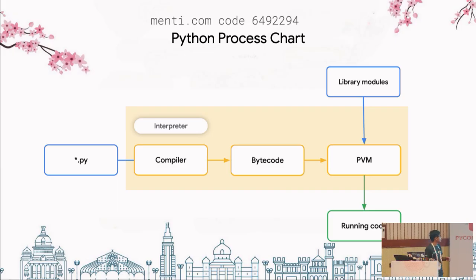So, the Python process chart. What usually happens? We start with a .py file, right? Whenever we run a .py file, I don't know how many of you have observed, there's a .pyc file as well, and that usually goes in the cache, right? And then, we mentioned Python is interpreted, but now I'm talking about compilation.